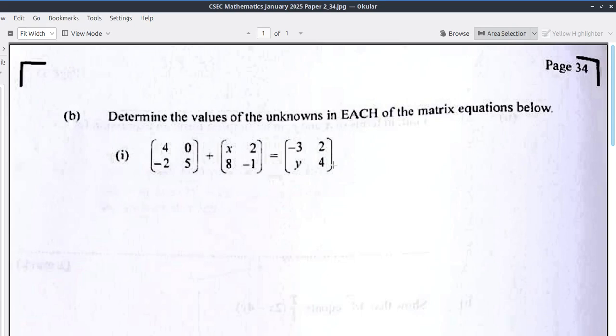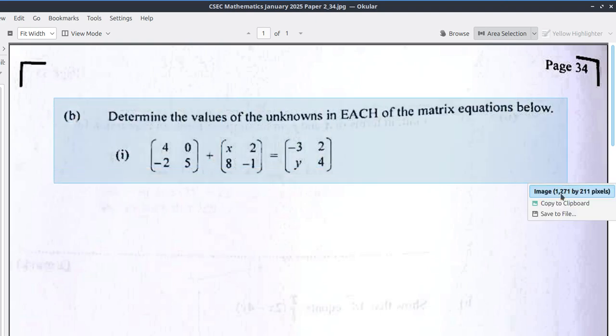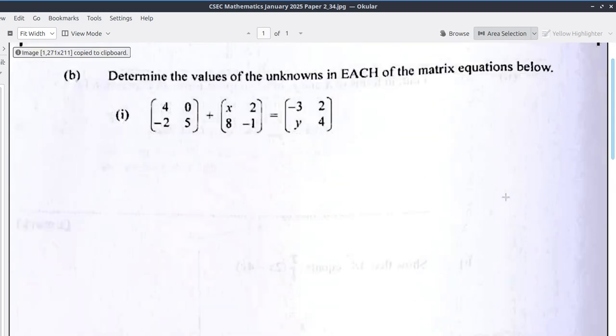We are now at part B of question 10 of a January 2025 paper 2 CSEC mathematics paper. It says, determine the values of the unknown in each of the matrix equations below. Alright, so you're adding the two matrices. Let's copy this. How many marks do they give? 2 marks. Alright.